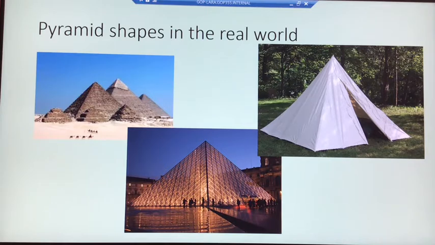And here are some pyramid shapes in the real world. You've got the pyramids in Egypt, which were used to bury the pharaohs and the kings of ancient Egypt many thousands of years ago. At the bottom here, this beautiful glass pyramid can be found on the outside of an art gallery called the Louvre in Paris. And here we have a pyramid-shaped tent.